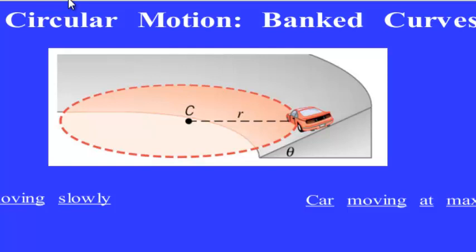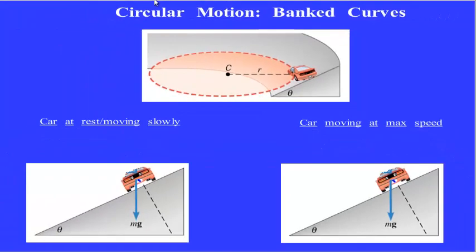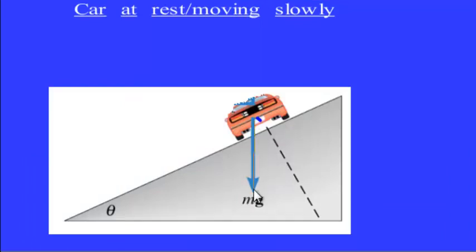What's interesting about banked curves is the way that friction's behavior changes based on the speed of the car. So I want you to look at the two scenarios on the screen. On the left, imagine the car's just parked on the track. Let's look at the free body diagram for that scenario. When it's just parked on the track, you've got your weight down like this, and then you have your normal force perpendicular to the surface, like so.